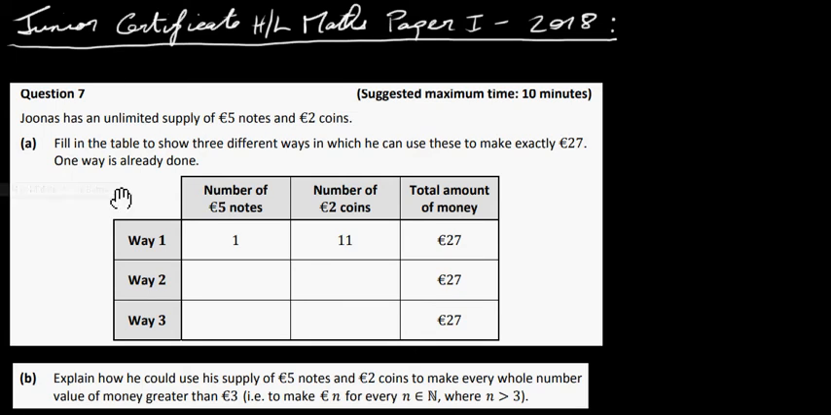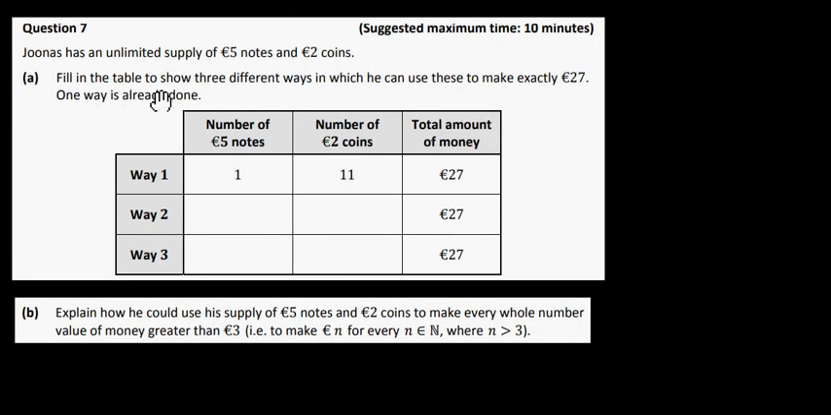So we have to fill in the table to show 3 different ways in which he can use these to make exactly €27. One way is already done, so he could use one €5 note and 11 €2 coins. So the 11 €2 coins would make up to €22, plus 5 will give us 27.